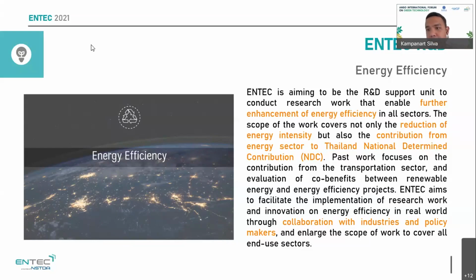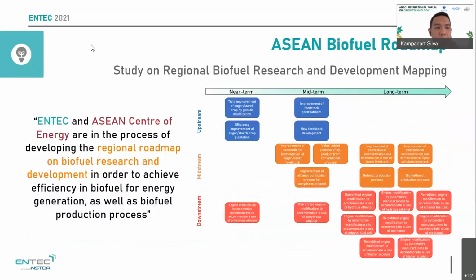And also in the field of energy efficiency, we have quite a lot of collaboration with industries and policymakers. So these are some examples of the work that we are doing with international partners. The first one is the work that we are doing with the ASEAN Center for Energy. It's the study on regional biofuel research and development mapping. So we get together with all the researchers who are working on biofuel to see what kind of research and development we should do in order to go further with the promotion of biofuel in the future.